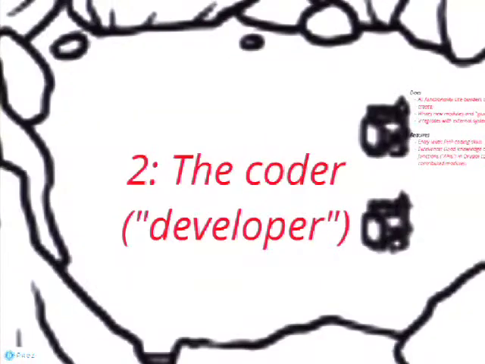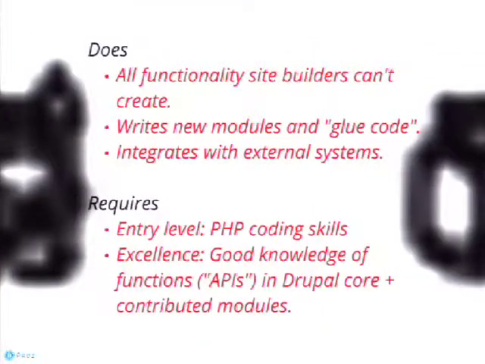That's the first role. The second role is the coder, often called the developer. I don't like to call this the developer because everyone working with building a Drupal site is actually a developer, so I call it the coder instead. So what do the coders do? Well, they create site functionality that the site builders cannot do. They write integration stuff and they write glue code to make Drupal plugins, Drupal modules talk to each other. They do a lot of things like integrating with external systems and much more.